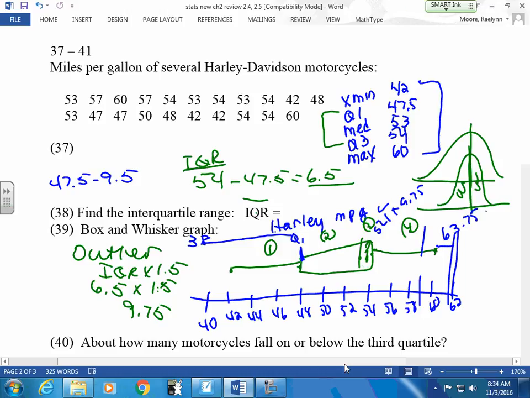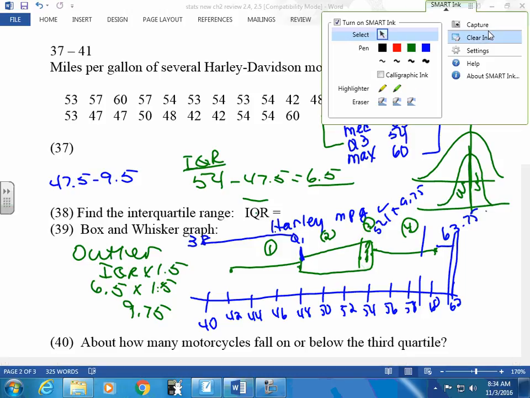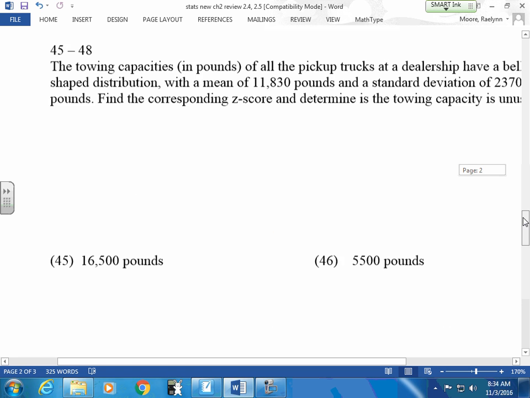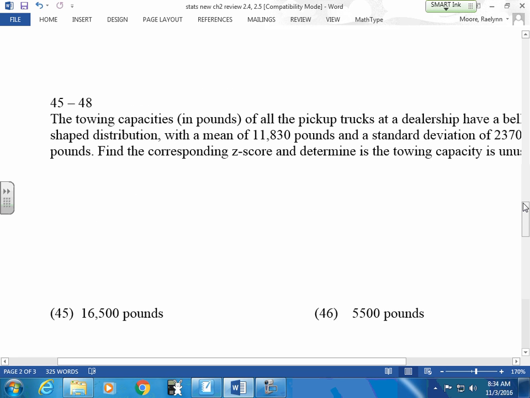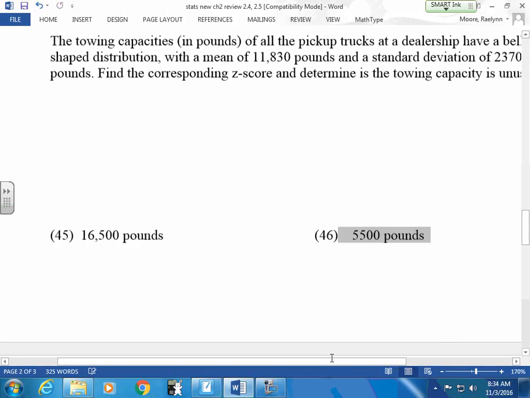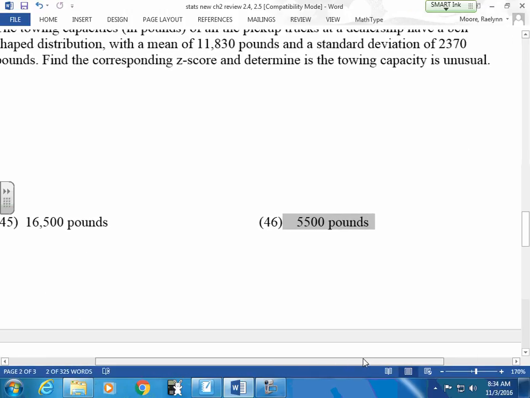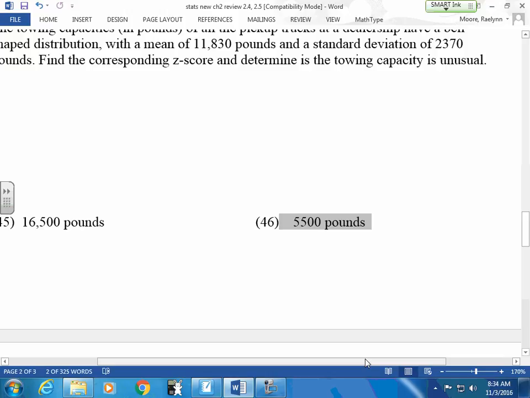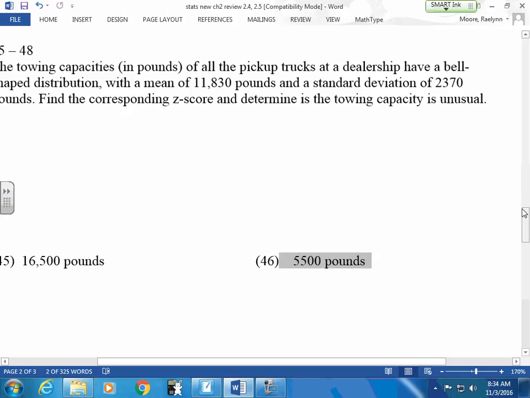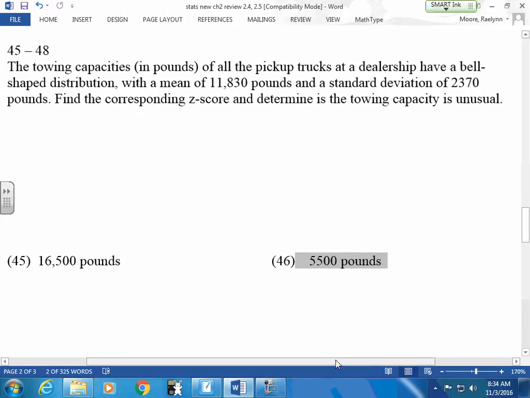Okay? And last, everybody should be okay with this part. Laying these out, finding your z-scores. Can everybody do these? Let's see if we can hit this real fast. The towing capacity, whoops. Okay. Has a bell-shaped distribution.